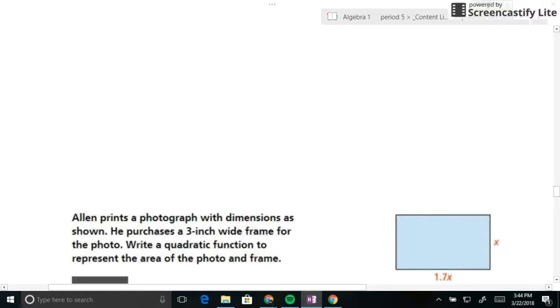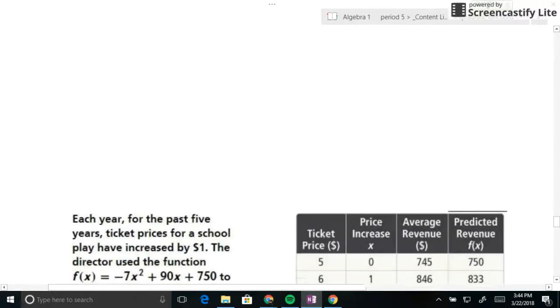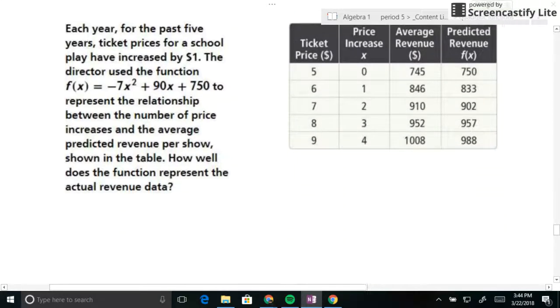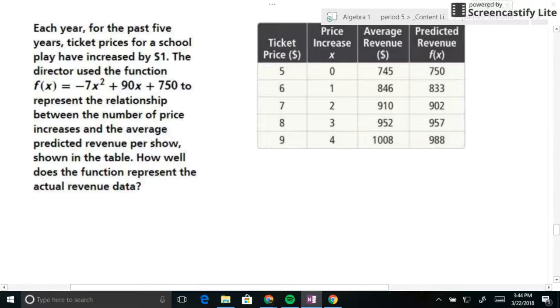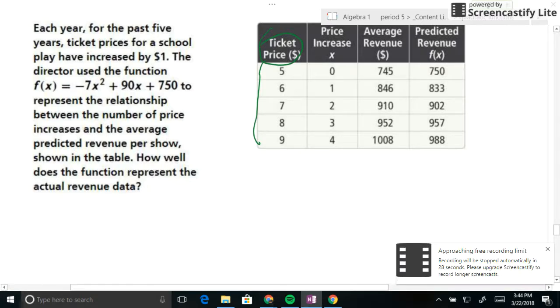And one more question here. Let's take a look at this. Each year for the past 5 years, ticket prices for a school play have increased $1. So you can see the ticket prices here. They've all gone up $1. The director used this function, f of x equals negative 7x squared plus 90x plus 750, to represent the relationship, kind of like a quadratic regression model for the number of prices.